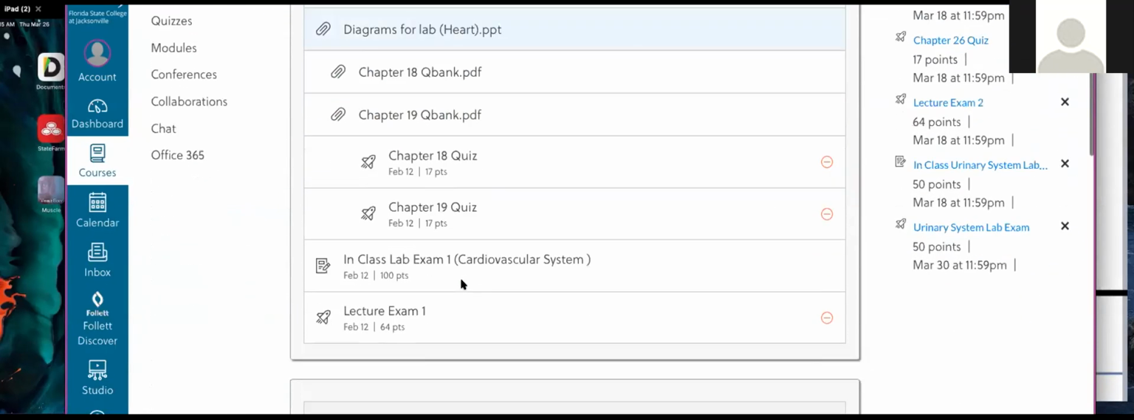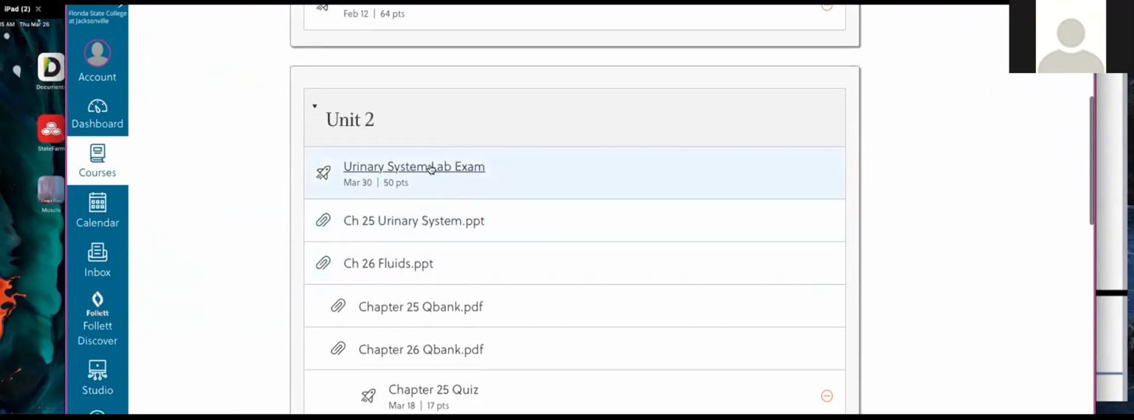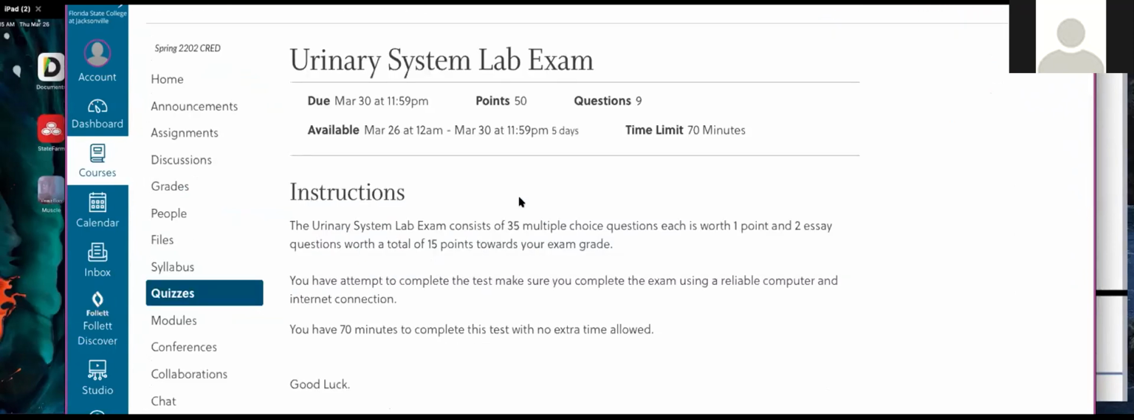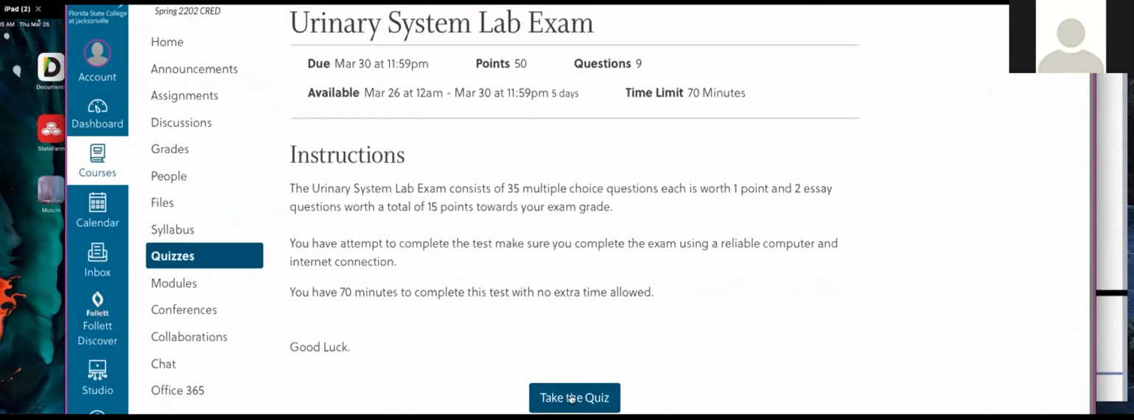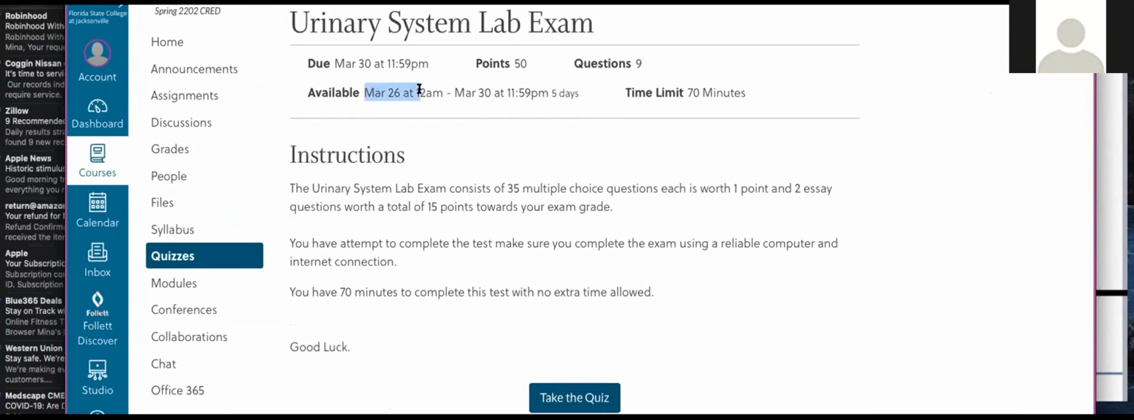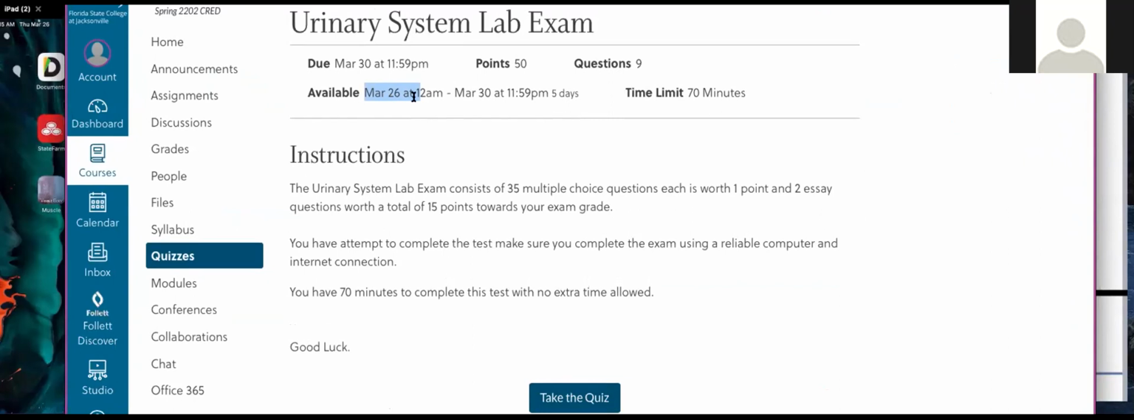This is how it's going to look from your side. When you press on it, it's going to ask you to take the quiz. So press take the quiz. You have 8 diagrams. It's going to be due on Monday. It's available from today until March 30th, which is a Monday. So you have 5 days to get it completed.